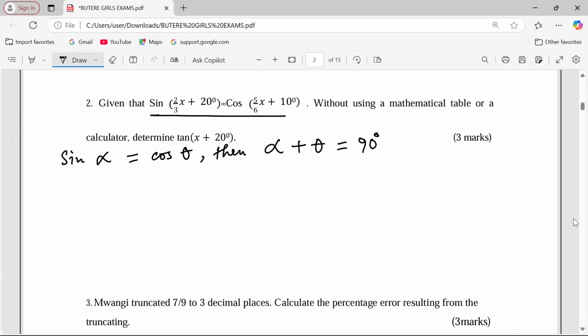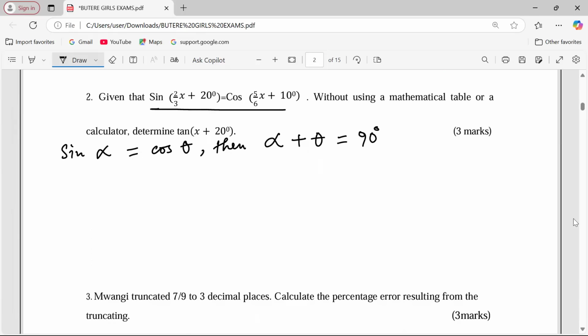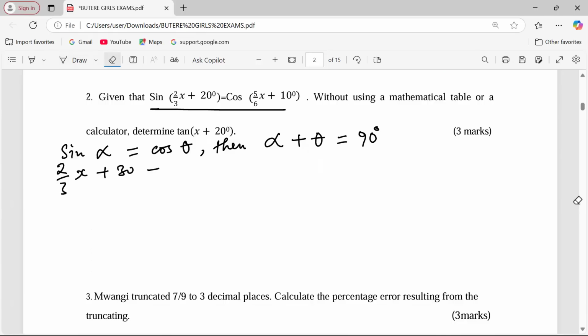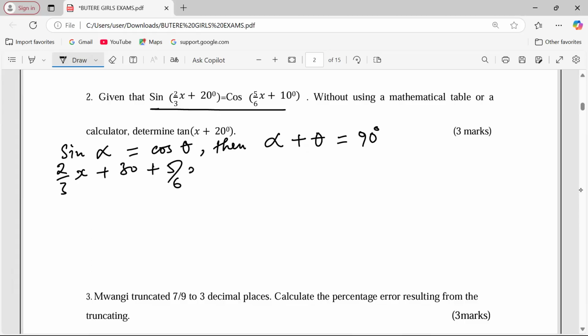Whenever you see sine and cosine being used and none of them has been squared, you know, when they get squared, we are taken to trigonometry 3 in form 4, where there is a concept we should apply about trigonometric identities. But for this case, where neither sine nor cosine has been squared, we conclude that the two angles add up to 90. And now, according to our set here, we will say 2/3 x plus 20, plus 5/6 x plus 10, we're supposed to get 90.